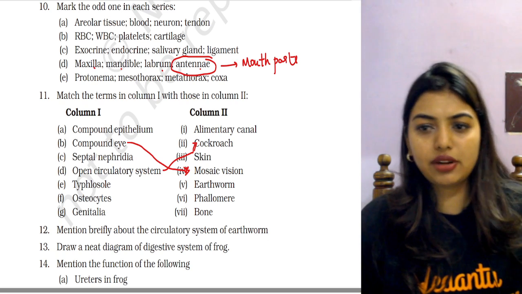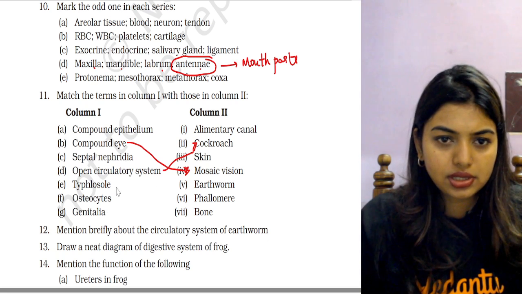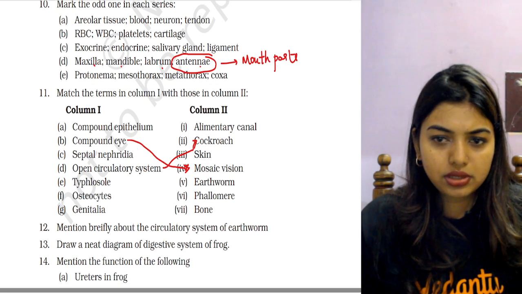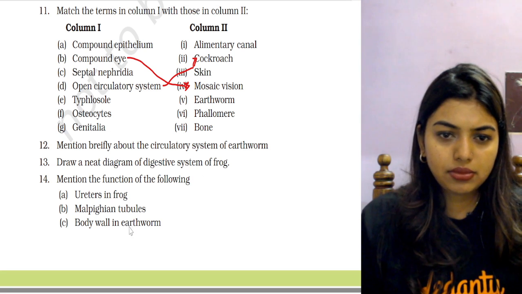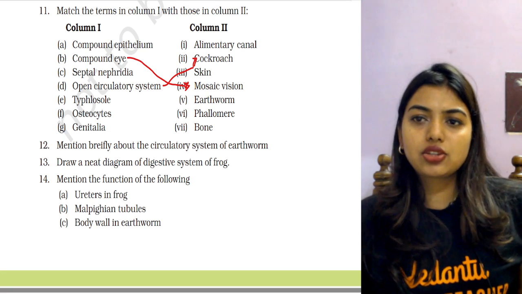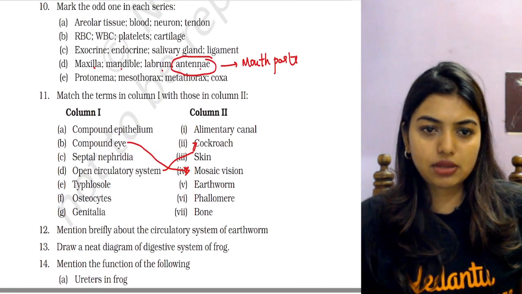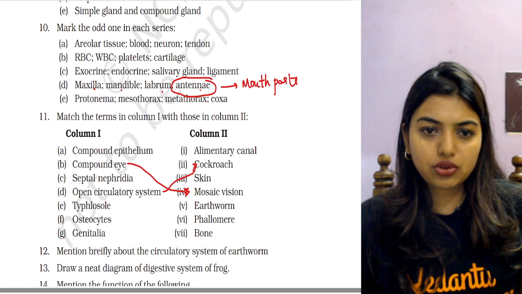Other things we don't have to. Phallomeres is given. Genitalia, phallomeres, osteocytes. That's all. Earthworm, digestive system, all this is only given. So this many questions from cockroach have come.